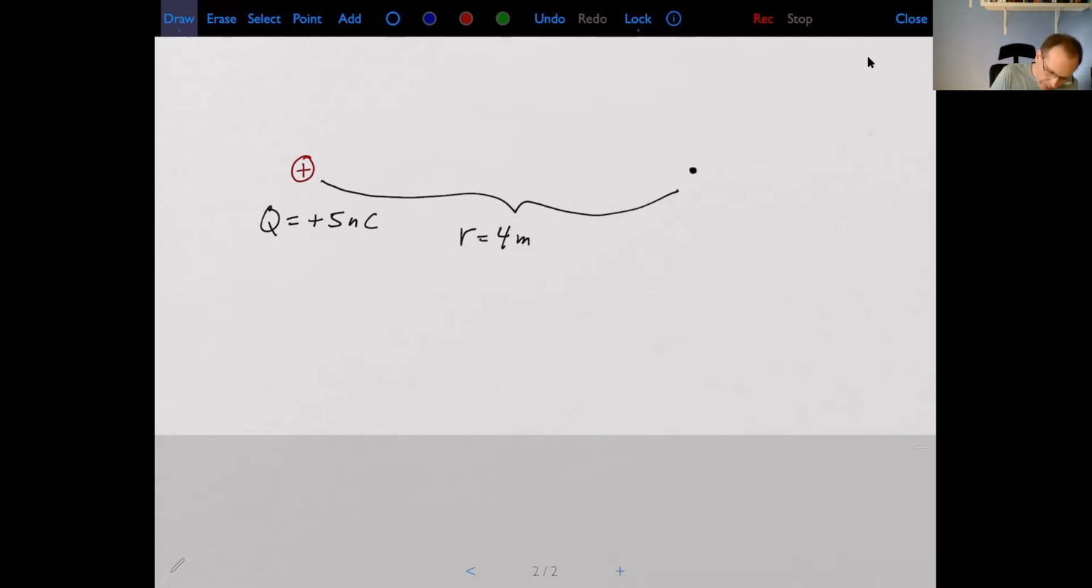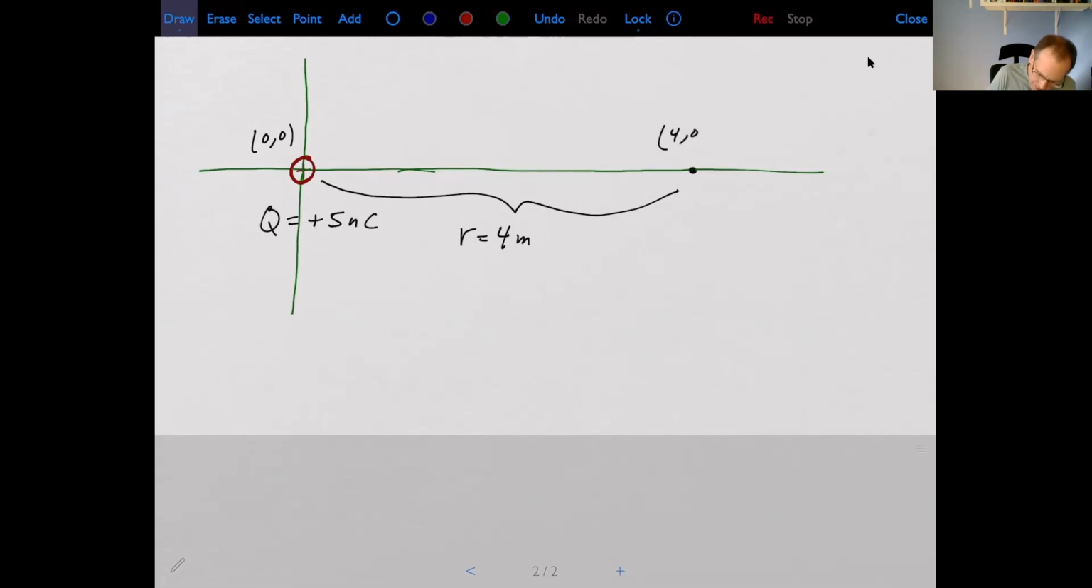By the way, it's sometimes helpful to set up a coordinate system. Let's say this is my X axis, and then my Y axis. So I put the point charge right at the origin, so this has coordinates 0, 0. And the place I want to measure the electric field at has coordinates 4, 0. So that radius, that R, is equal to 4 meters.